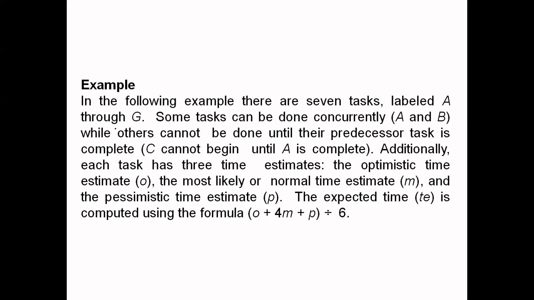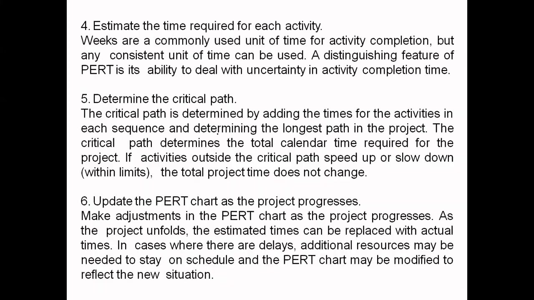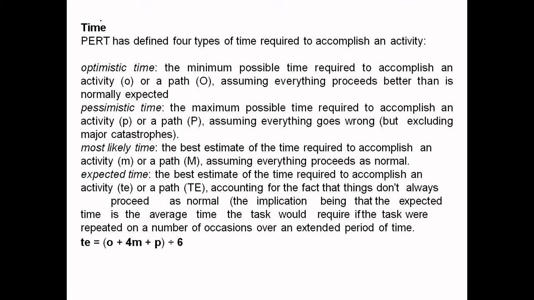Look at this example. PERT has defined four types of time required to accomplish an activity. How many? Four types of time. Remember, this is most important. They are optimistic time, pessimistic time, most likely time, and one more, expected time. These are the four types of time identified and required in PERT.